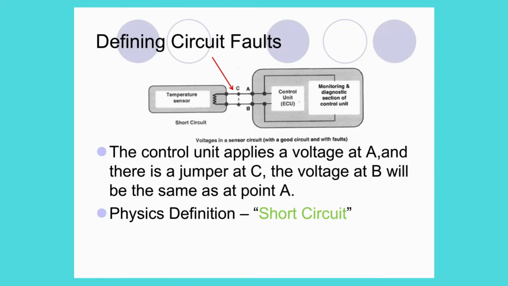The control unit applies a voltage at A, and there is a jumper at C. The voltage at B will be the same as at point A. This is the same as the physics definition of a short circuit.